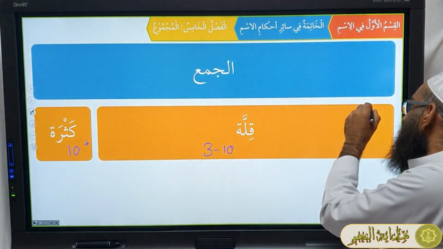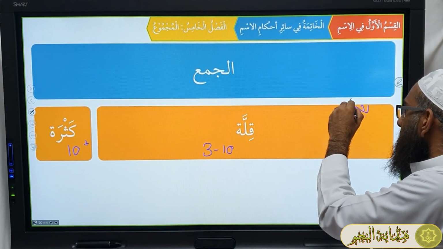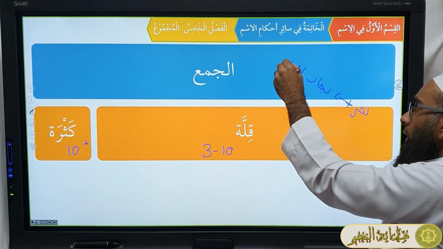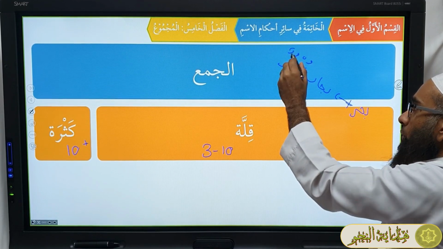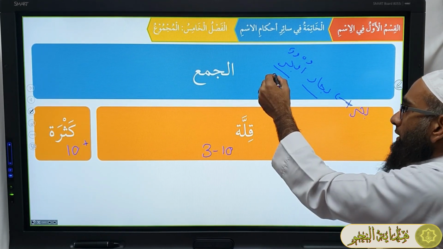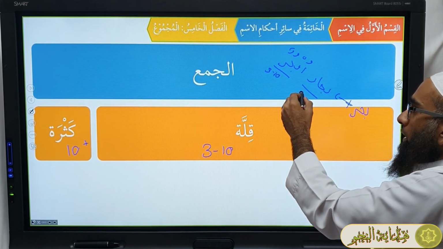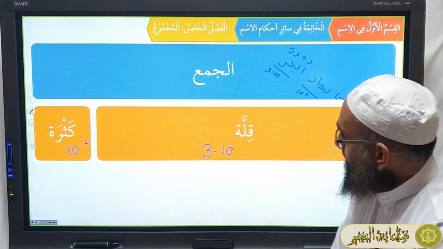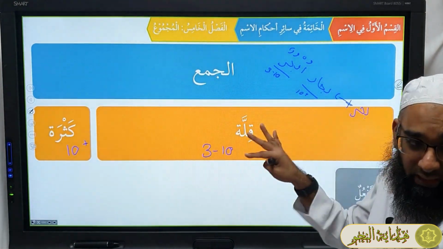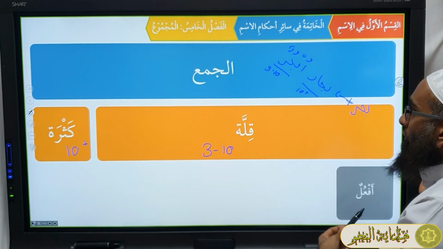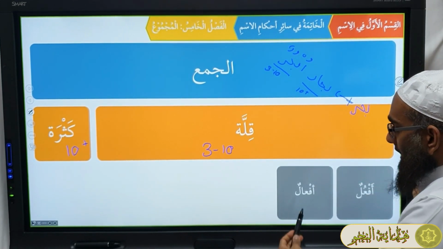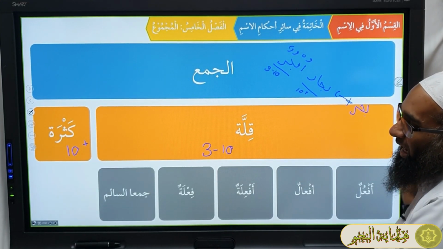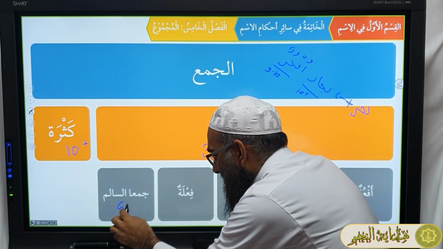But if, for example, you have bahrun, what's the plural of bahrun? You have bihar and you have abhur. Now we're talking business. So one is qilla, one is kathra. So 3 to 10, 10 plus. And it's not hard and fast, it is flexible. So for example, jam'ul qilla, these are the patterns. One is af'ul, like abhur. Af'al, af'ila, fi'la, and regarding this there is ikhtilaf.